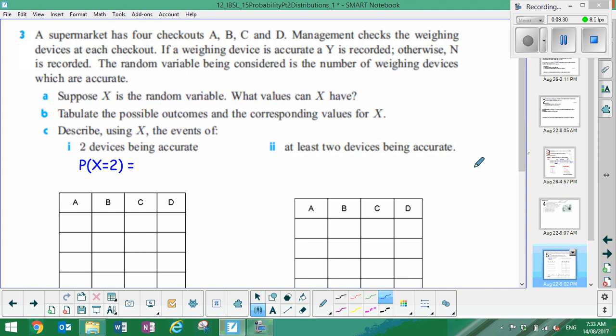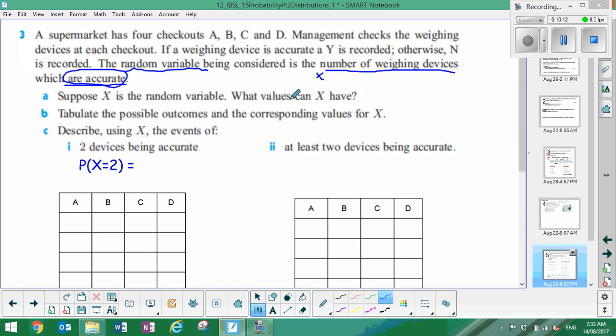The other one here is we've got a supermarket checkout with 4 checkouts, A, B, C, D. The management checks the weighing devices at each counter, and if a weighing device is accurate, a yes is recorded, otherwise a no is recorded. The random variable being considered, and this is always identify that in a question like this, what is the random variable? This is our x, is the number of weighing devices which are accurate. All right, so we be clear, it's that, not that they're not working. You want to say X is the number that are working.